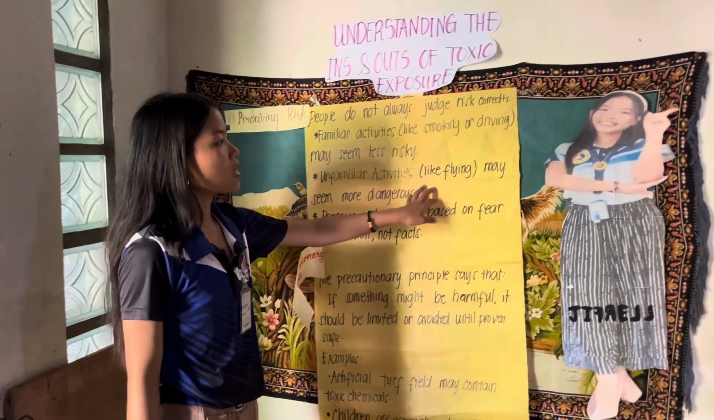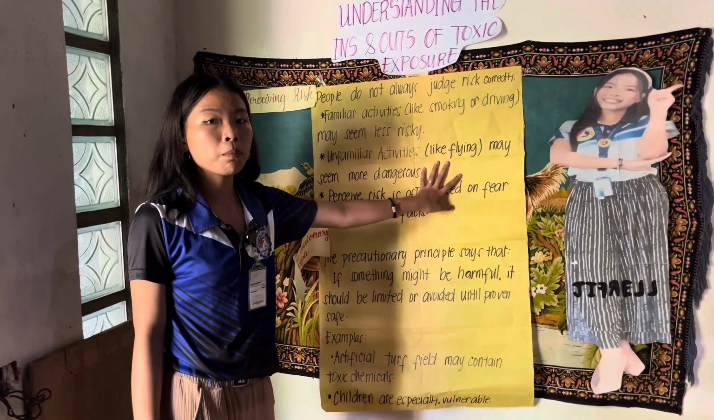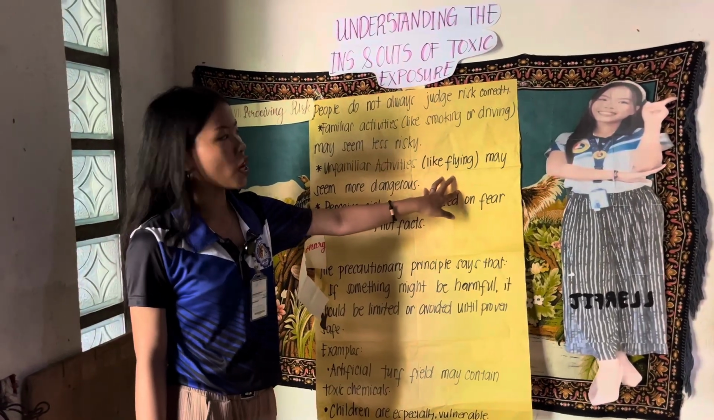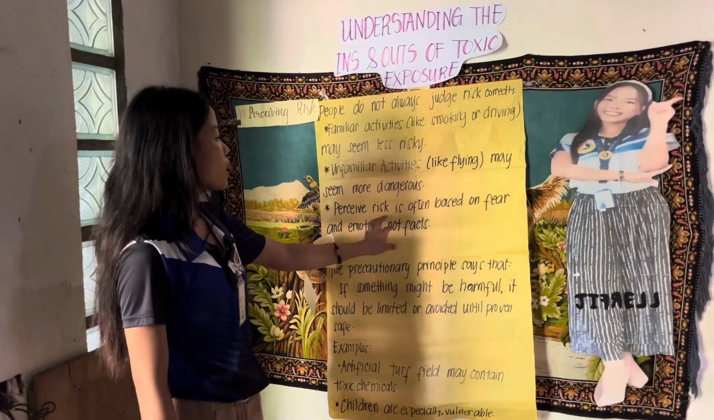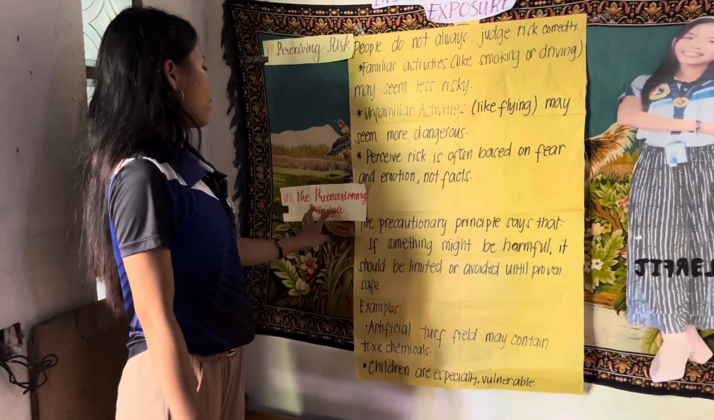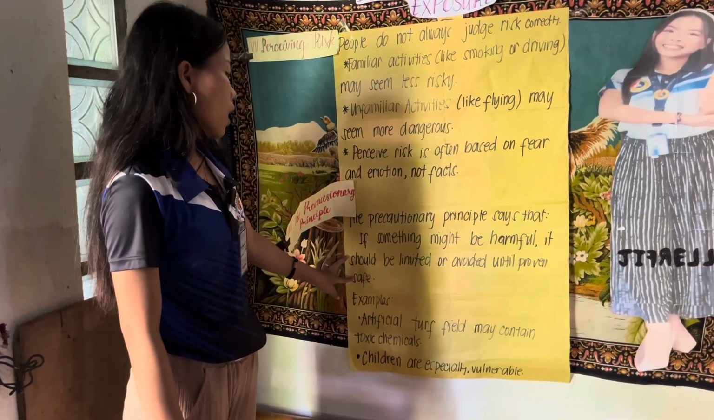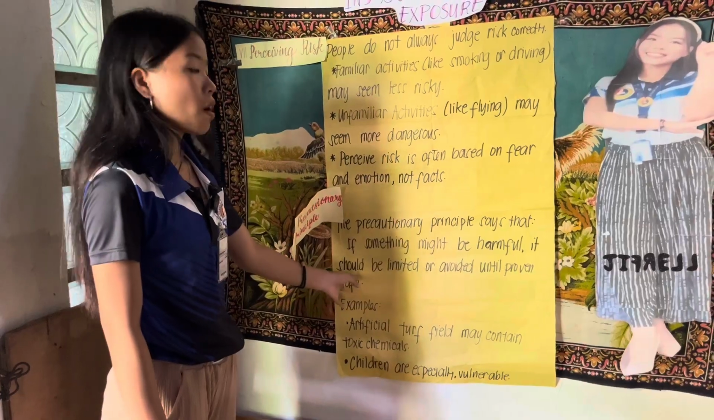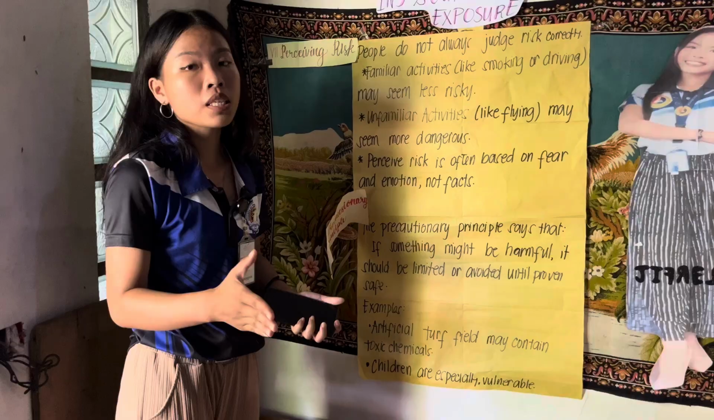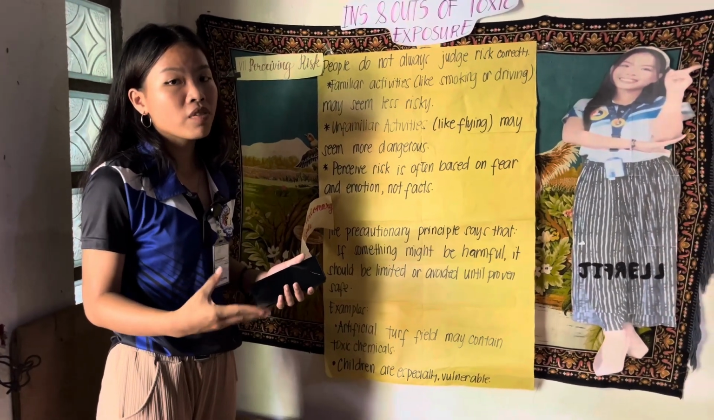Now, unfamiliar activities like flying may seem more dangerous to them. Of course, many are afraid of airplanes. But statistically speaking, flying is safer than driving. And perceived risk is often based on fear and emotion and not fact. So number 8 is the precautionary principle. The precautionary principle says that if something might be harmful, it should be limited or avoided until proven safe. So they should prepare if possible, if there is a chance of harm, so that they can prevent that harm.